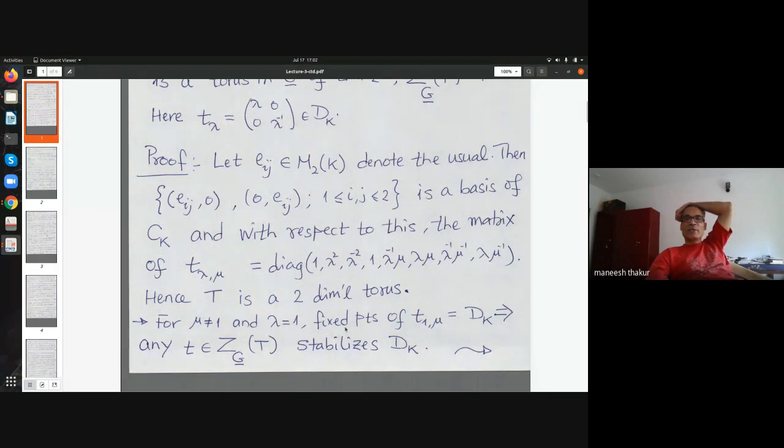So if I had some T which commutes with this, and you pick a fixed point, say x, and look at T times T1 mu applied to x, that is the same as T1 mu applied to Tx. So that tells me that Tx is fixed by T1 mu. Therefore Tx belongs to the first summand. So the first summand is stabilized by T.